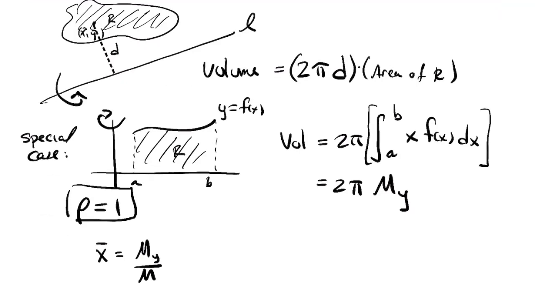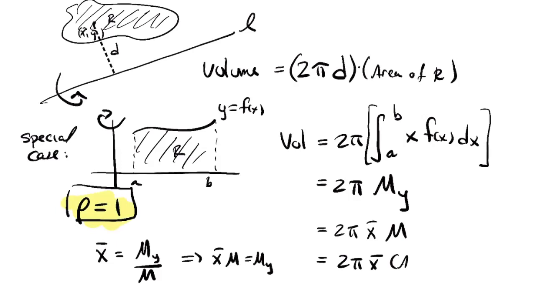So if I solve that for my, x bar times the mass is my. We've said this before, so I can write in here, replacing my with x bar times the mass. But if the density is equal to 1, then the mass is the area. So 2 pi x bar times the area of our region.